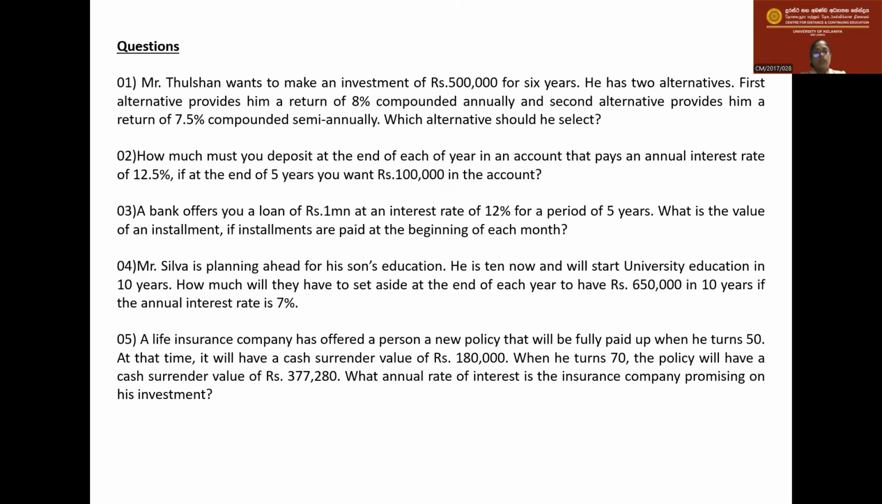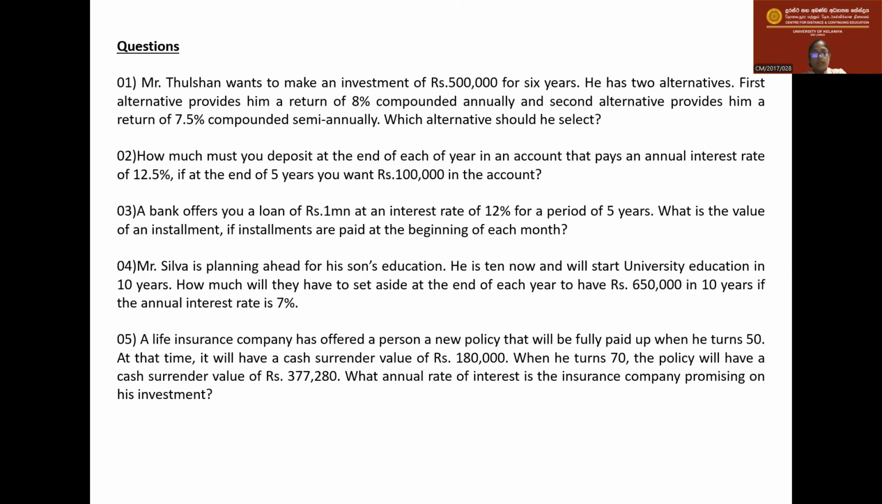That is the first question. The second one: how much must you deposit at the end of each year in an account that pays an annual interest rate of 12.5% if at the end of 5 years you own 100,000 in the account? Third one: a bank offers you a loan of rupees 1 million at an interest rate of 12% for a period of 5 years. What would be the value of an installment if installments are paid at the beginning of each month, not each year, right? Compounding period adjustment should be there.